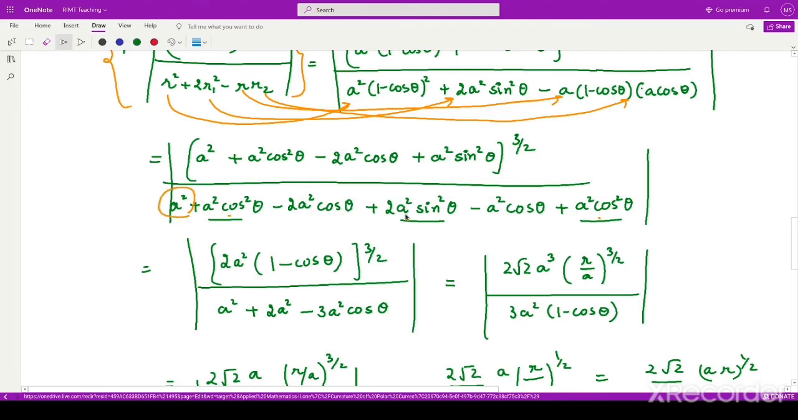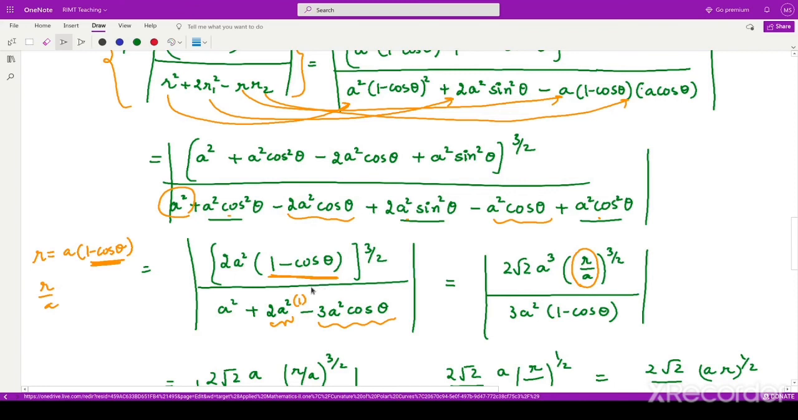If you take 2a square common, you would have cos square theta plus sine square theta, which is equivalent to 1. And then this term and this term will make this minus 3a square cos theta. Now you know the value of 1 minus cos theta: we are given r = a(1 - cos θ), this is given to you in the question. So the value of 1 minus cos theta is r by a. I have just replaced this 1 minus cos theta with r by a, and 2a square as such.